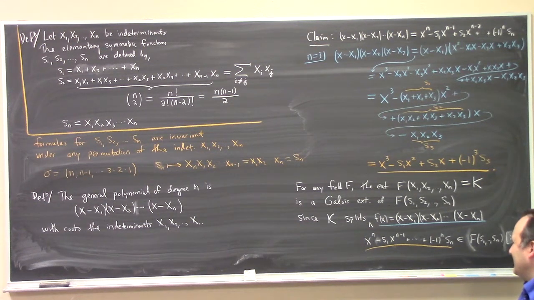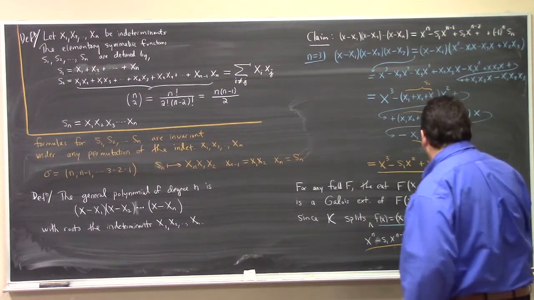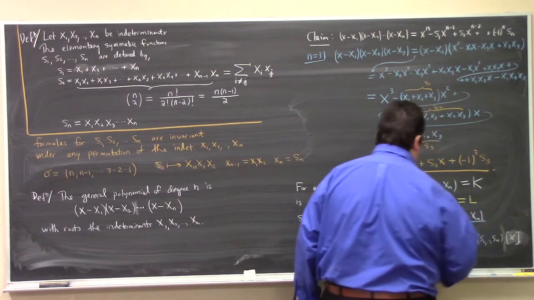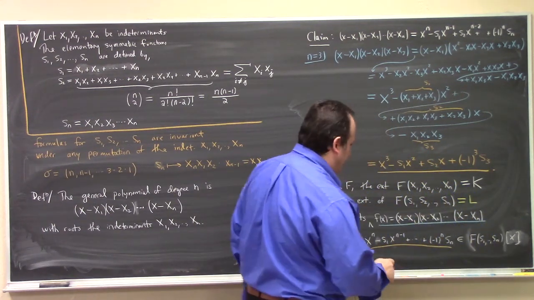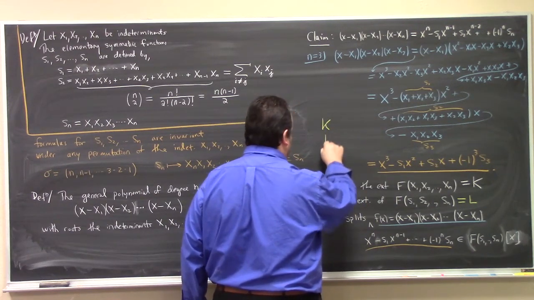Now, the claim is that f of x1 through xn is an extension of the symmetric functions. Does that make sense? Like just in terms of set theory? Do you see that? So if I call this thing K and I call this thing L, to go against Conrad's notation, unfortunately, is it clear that K is an extension of L?